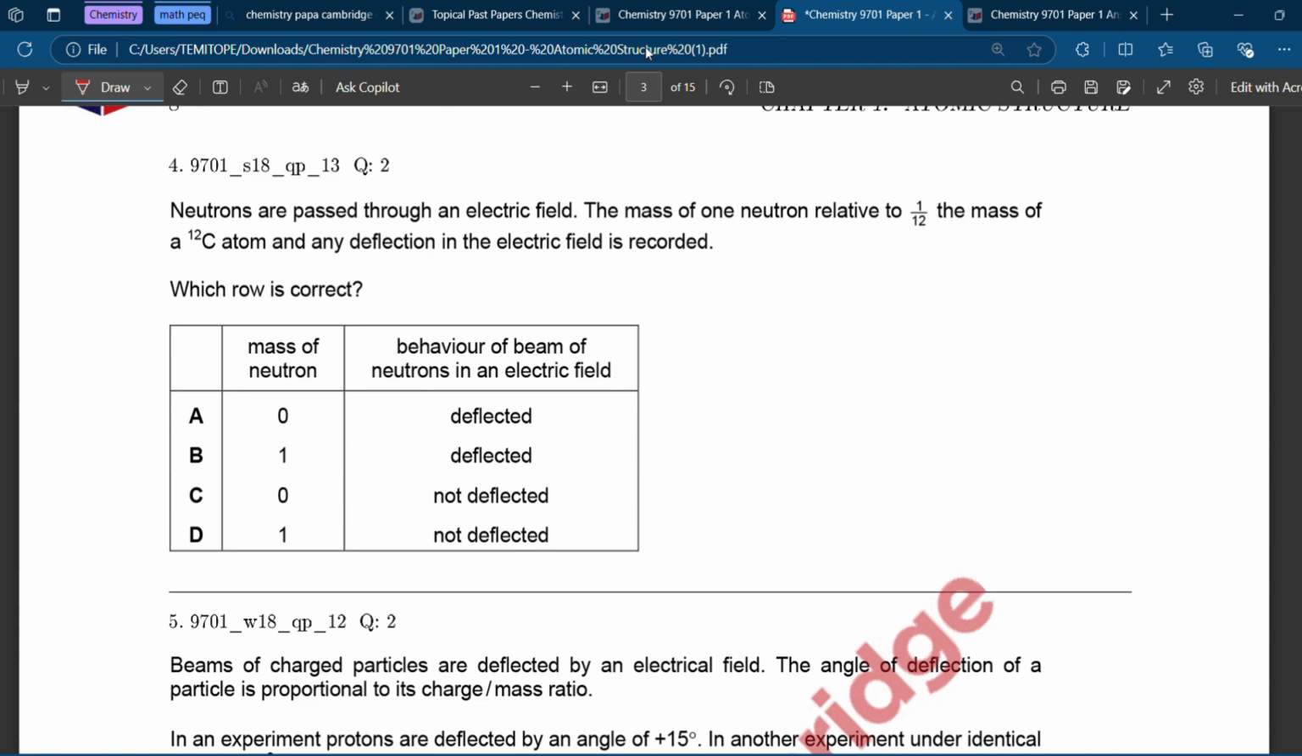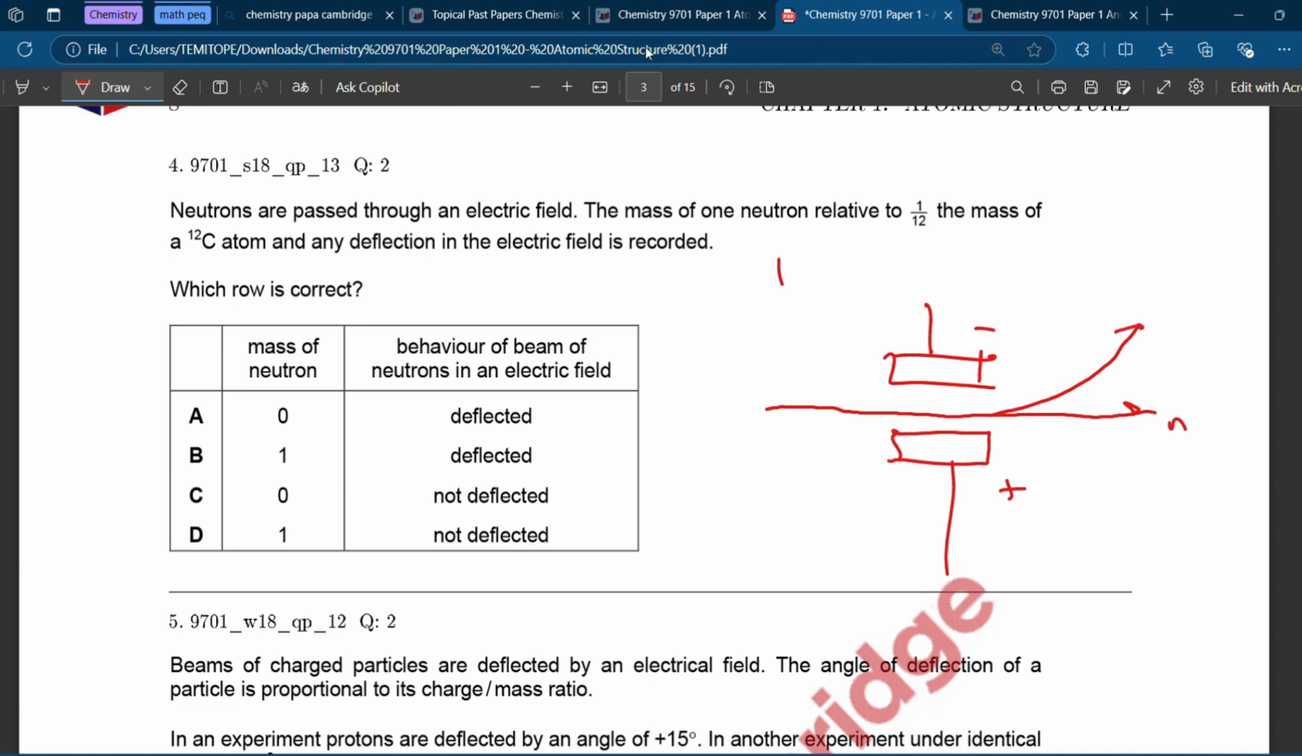Okay, so neutrons are partial electronic field. The mass of one neutron is relative to 1/2 of the mass of a carbon atom. Basically, what is its behavior? We know from fact that neutrons have a mass of 1, and they are not deflected at all. So when you have your plates, let's say this one is positively charged, this one negatively charged, you have a beam that goes right straight through, that is your neutron.